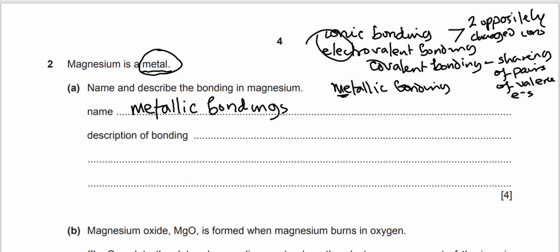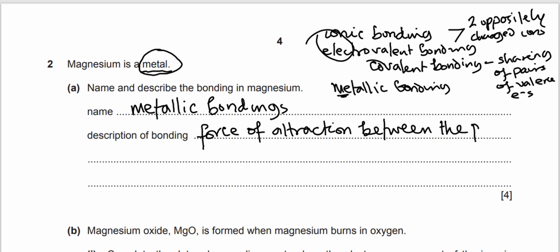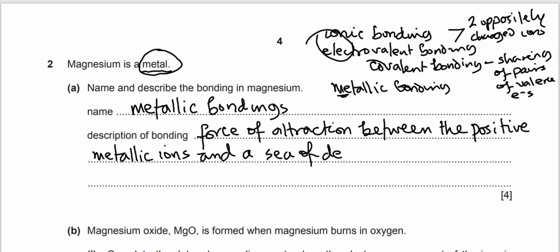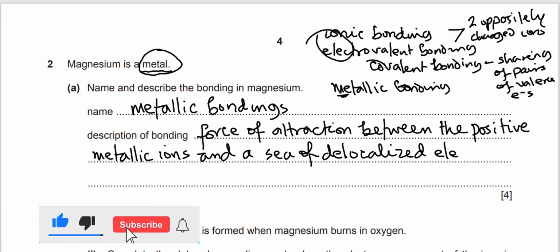Now how do we describe metallic bonding? It's a force of attraction between the positive metallic ions and a sea of the localized electrons.